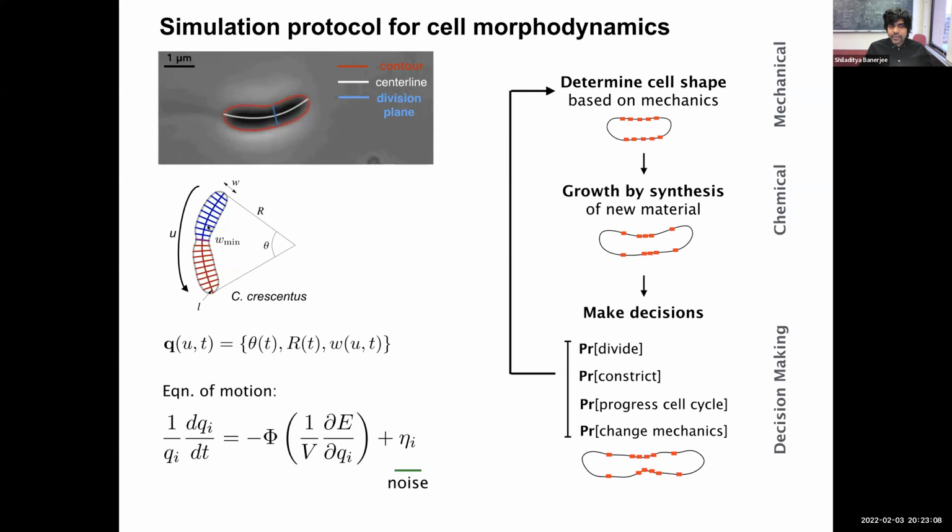So if I look at a bacterium like this, I can decompose the system into generalized coordinates which are defined by its shape. So Q is the generalized coordinates. The shape is defined by the curvature of the cell, the width of the cell, how wide they are, which also varies along the bacterium, and also the length of the cell, how long they are. And you can write down equations of motion for each of these.